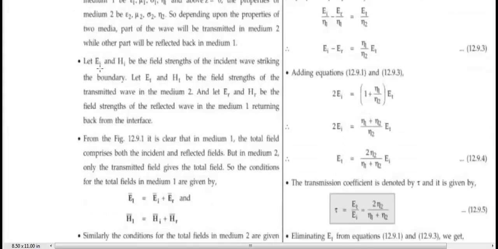Let Ei and Hi be the field strengths of the incident wave striking the boundary. Let Et and Ht be the field strengths of the transmitted wave in medium 2. Once again, see here, my dear students, this is a boundary line. Now there is an incident wave, Ei, and also it is represented by the dot here, Hi is also there. Now this is a boundary having the parameters, medium 1 and medium 2.